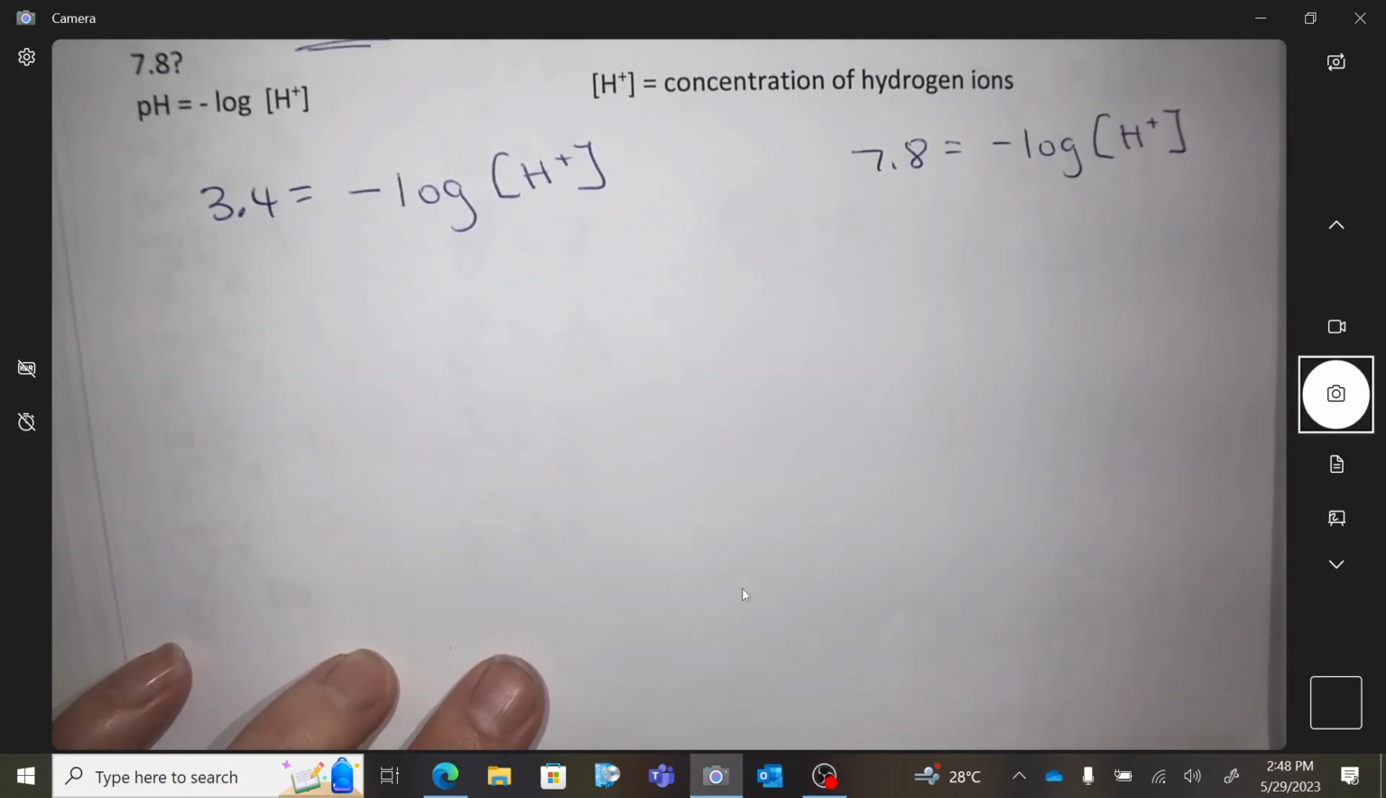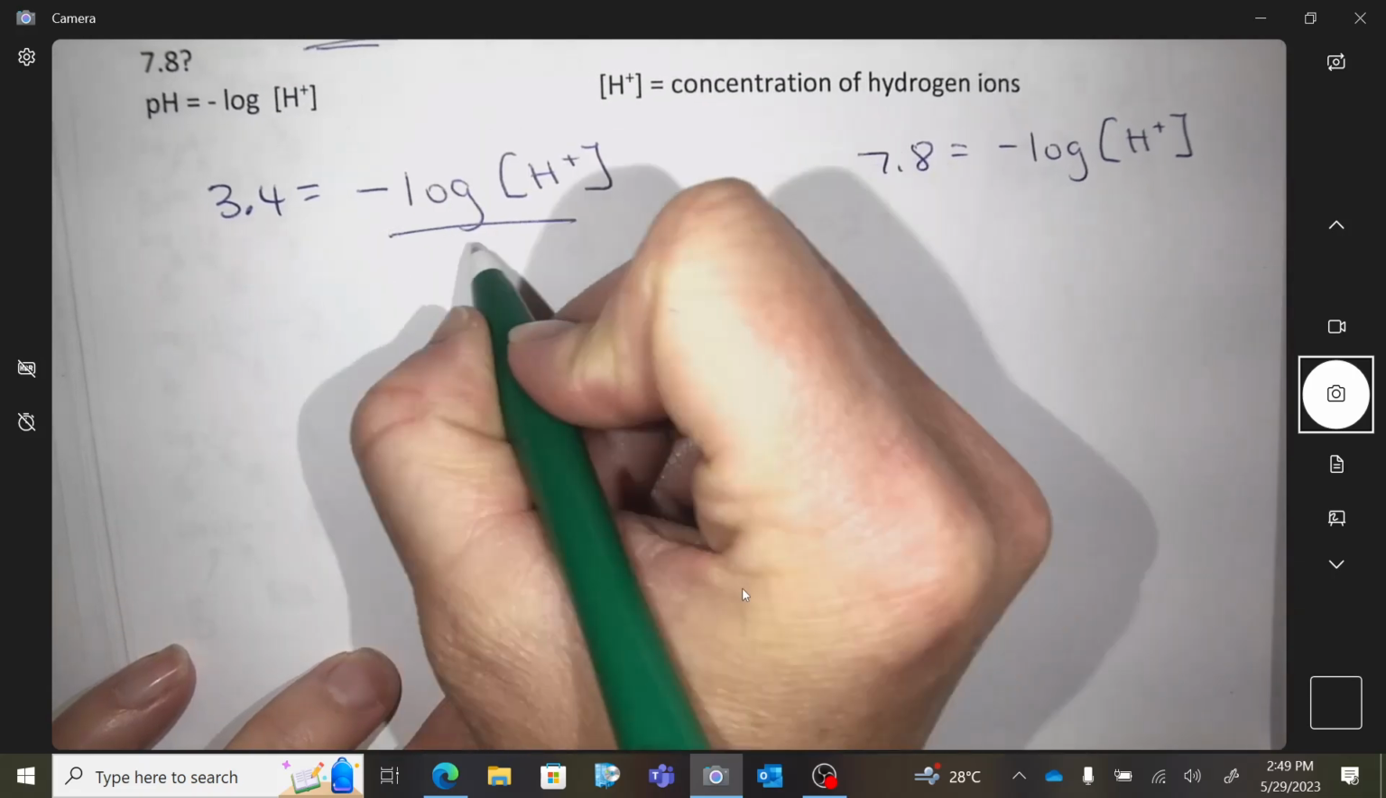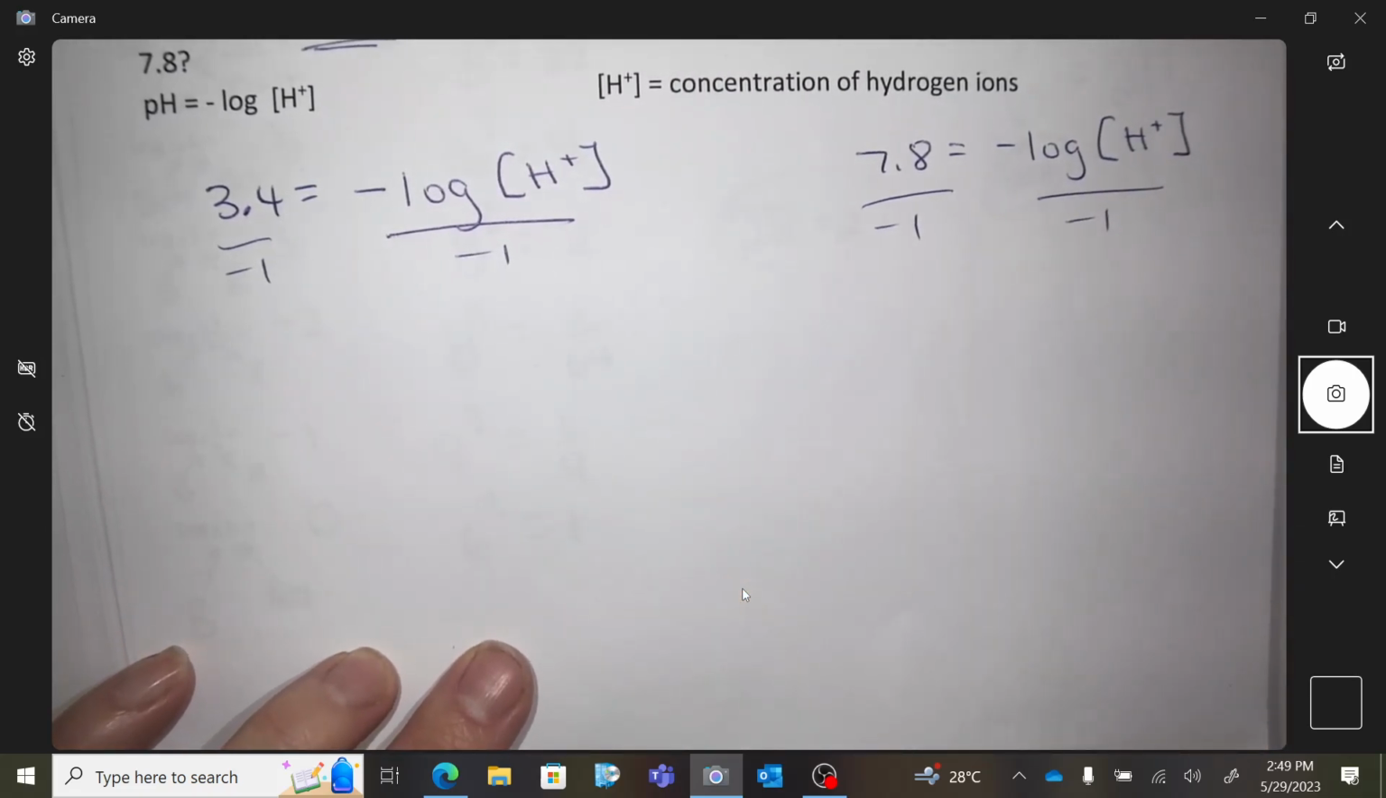So I filled into the formula. True. Okay, I'm going to divide by -1. I'm going to divide by -1.